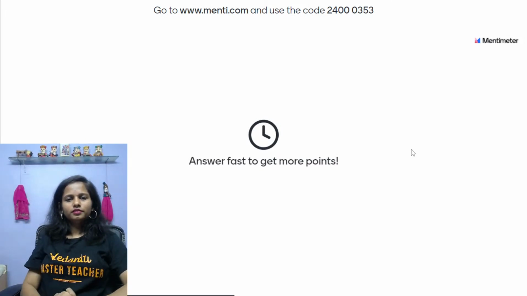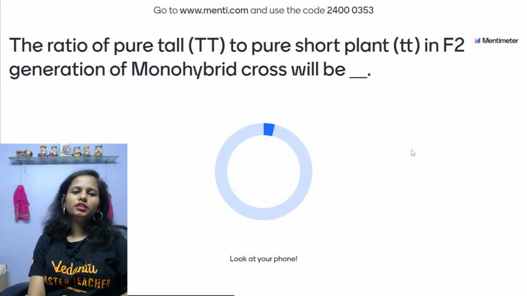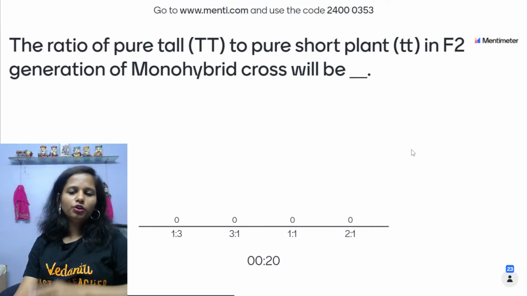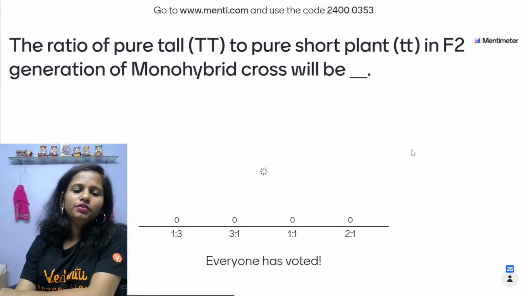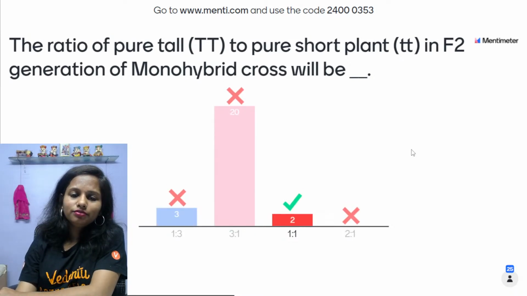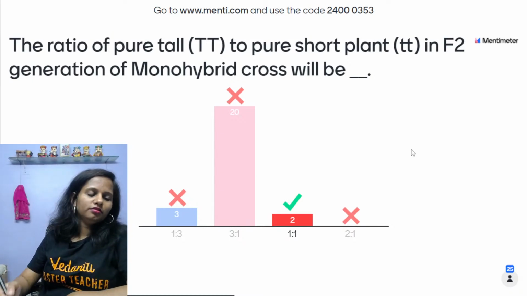A ratio of pure tall to pure short in F2 generation in a monohybrid cross will be. Oh, here they have not mentioned phenotypic or genotypic. What will you do now? Of course, it's phenotypic. Phenotypic ratio. So it will be 3 tall is to 1 dwarf. Who is that, 1:3 and 1:1? It is 3 tall, 1 dwarf. Okay? Yeah.